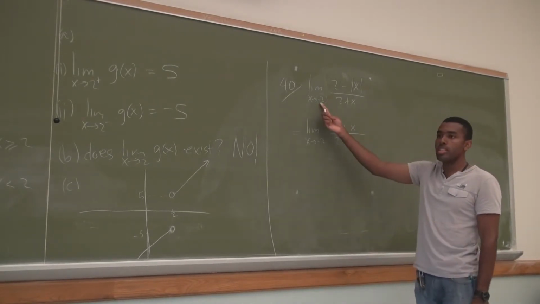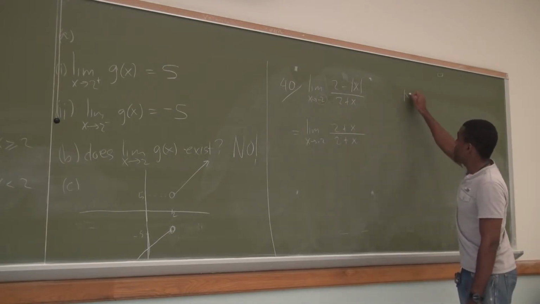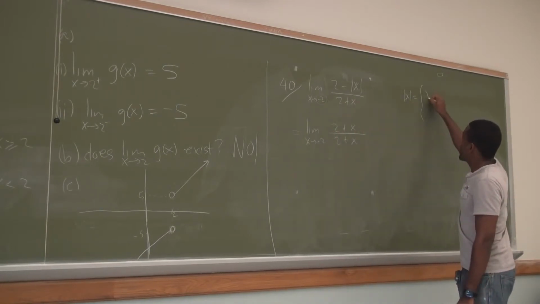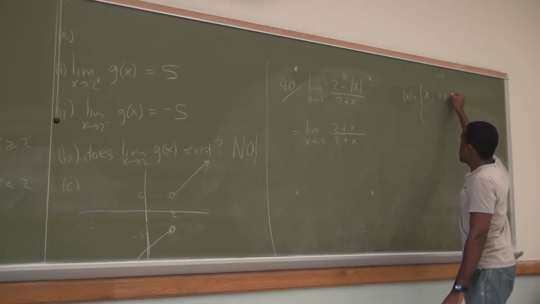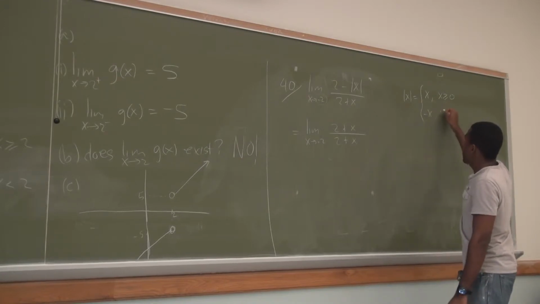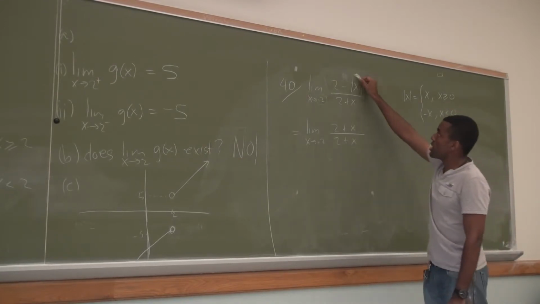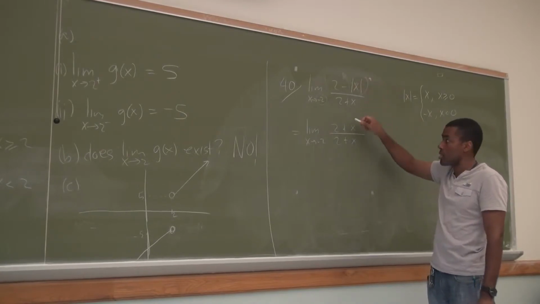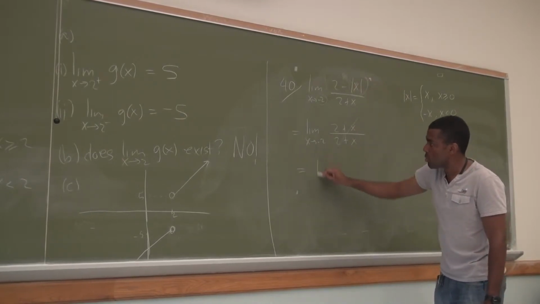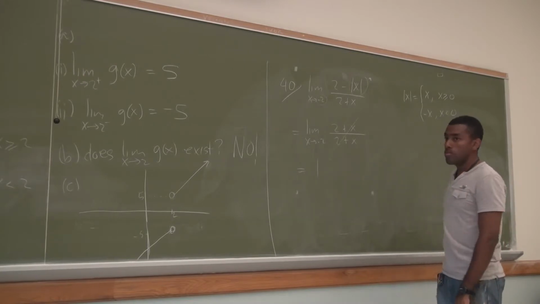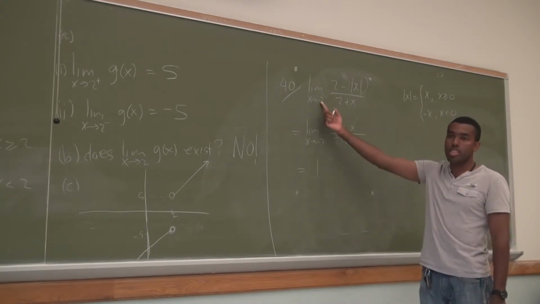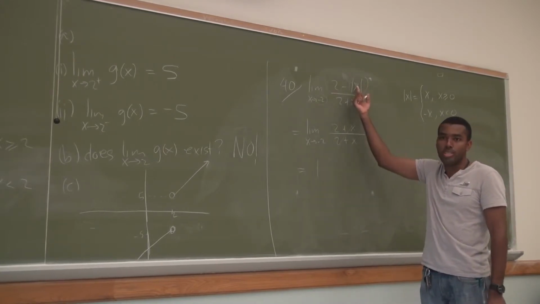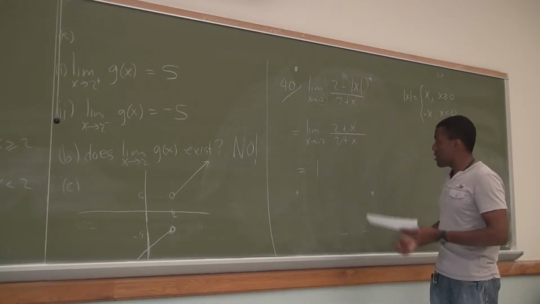Because you're smaller than 0, right? Absolute value of x is x when you're bigger than 0. It's minus x when you're smaller than 0. So this thing here, you can just replace with minus x. Minus a negative x gives you plus x. So the limit is just 1. Because you're less than 0 here, you know what to replace it with.